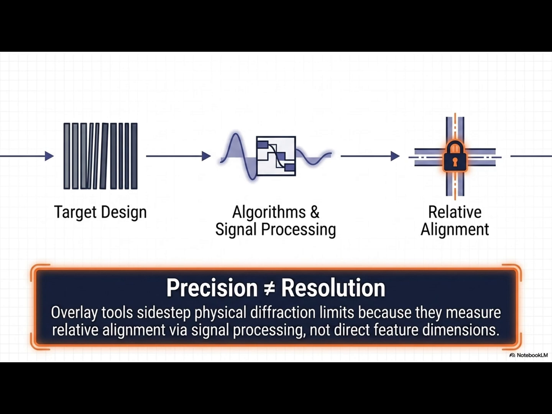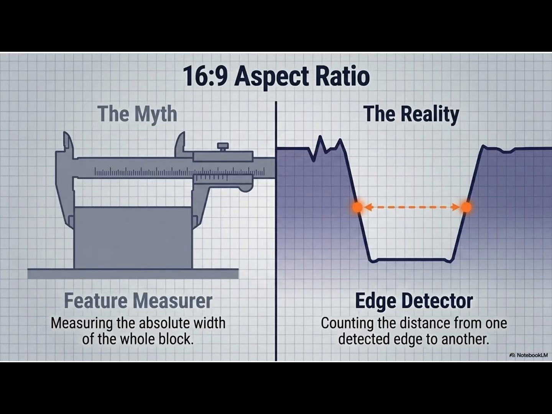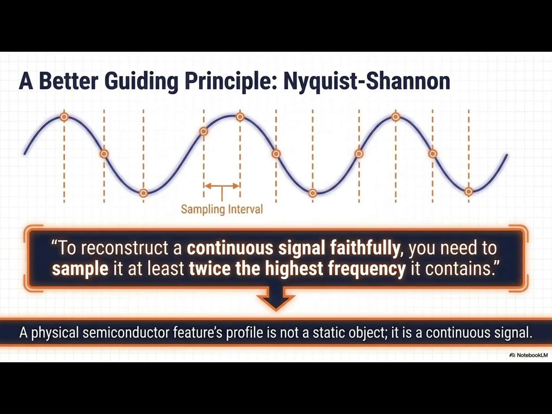The optical overlay paradox. If the 10x rule were absolute, optical overlay tools wouldn't stand a chance in advanced nodes. After all, they rely on visible/near IR light, where diffraction limits resolution to hundreds of nanometers. Yet, somehow, they deliver sub-nanometer overlay precision. Think TMU 1 nm or less. How? Because they're not measuring features directly.